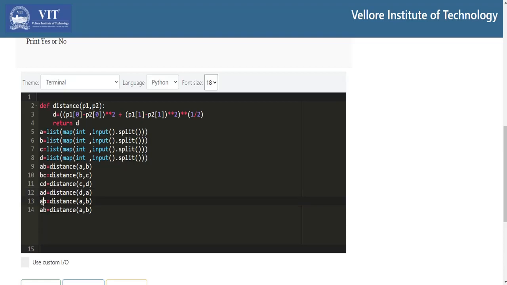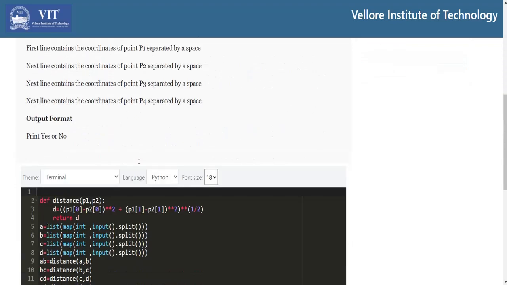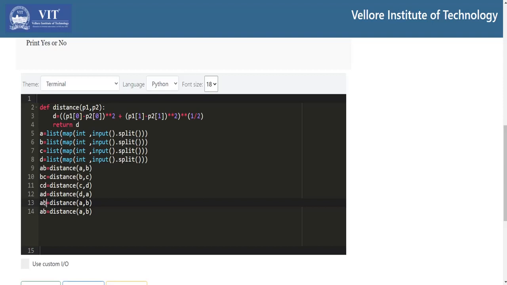Now for finding the length of the diagonals, I'm going to find the distance between the opposite corner points, A and C, and B and D. The distance between the points A and C, and now here I'm going to find the distance between the points B and D.